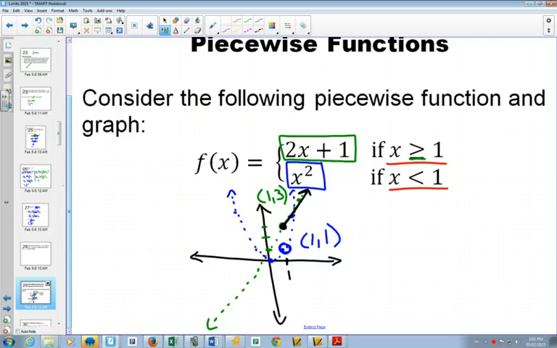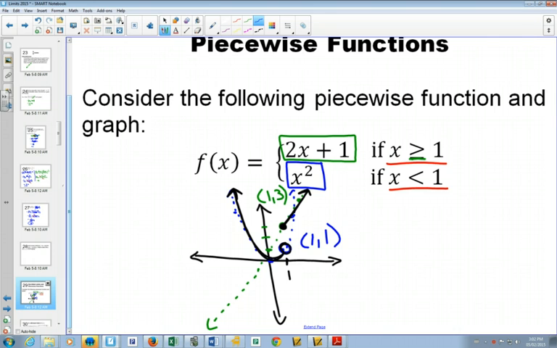And I need to include the blue graph when x is less than 1. So that's going to be, here's 1, and I need to include everything on the blue graph when x is less than 1. And my final graph there still passes the vertical line test and is a function, and it has two pieces. That's why it's called a piecewise function, because it comes in more than one piece.